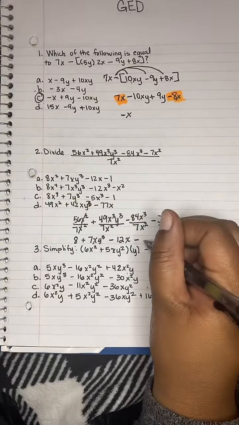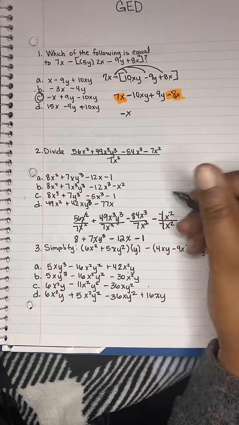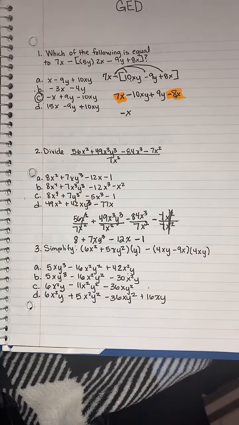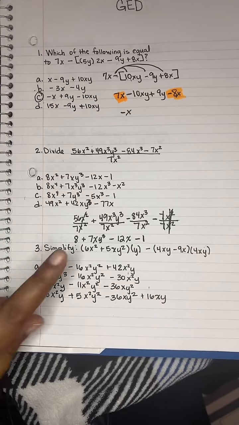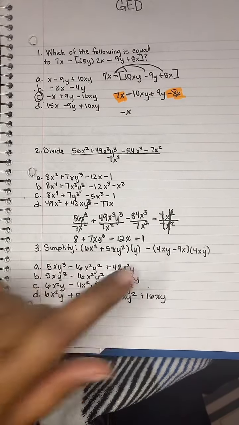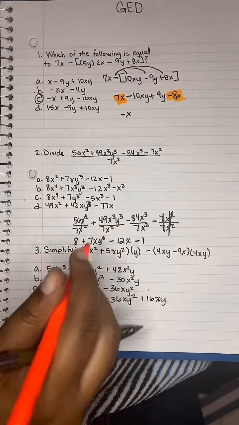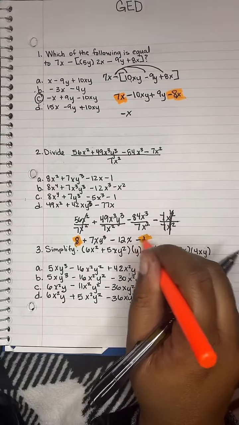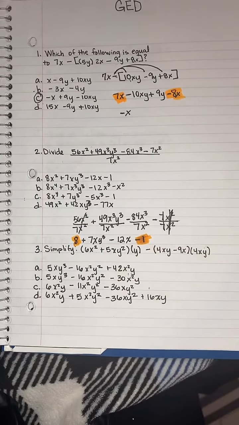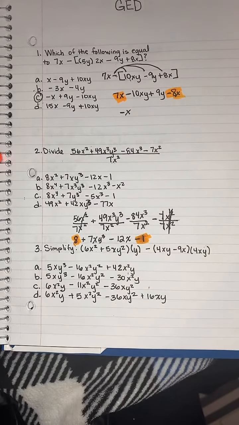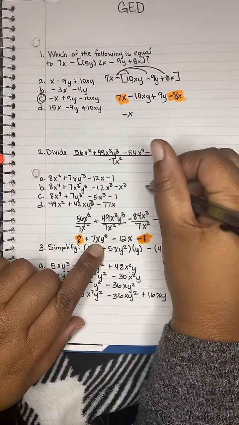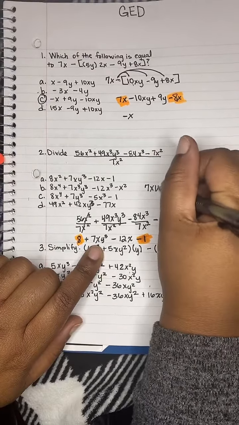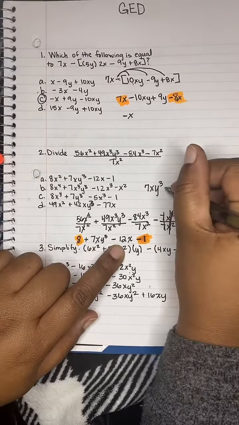Cover this bad boy up. Remember this, what does this mean? Whenever you have a number attached to a parenthesis, that means you're distributing, you're multiplying everything in here by a negative 1. So this positive 10xy goes to a negative 10xy. A negative times a negative gets us a positive 9y. And a negative times a positive gets us a negative 8x, okay? And we drop down our 7x.